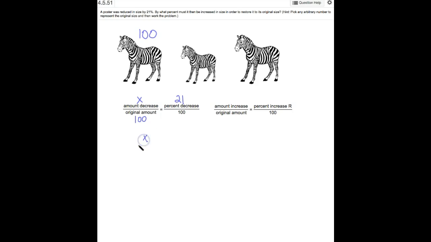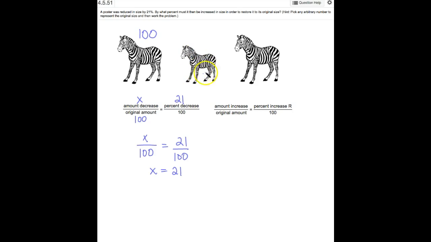So we have the amount of decrease we don't know, that's what we're going to find. The percent that it decreased was 21%, so we have 21 over 100. So this is a fairly easy one to solve. You could cross multiply, but since our denominator is the original amount we picked, you can see that x would be 21.